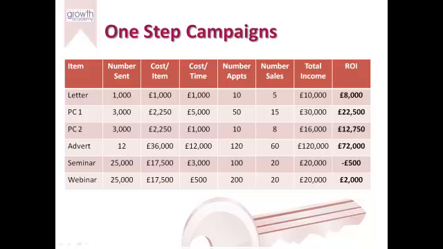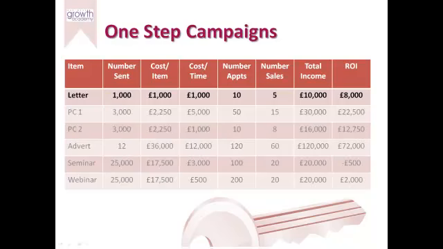I don't want to give you a boring maths lesson, but essentially I've taken a typical business, and I'm saying they're doing 6 different marketing campaigns. They're doing some sales letters, they're doing 2 types of postcards, they're running an advert, they're doing seminars, and they're doing a webinar as well. Let's have a look at their return on investment on each item and why it matters.